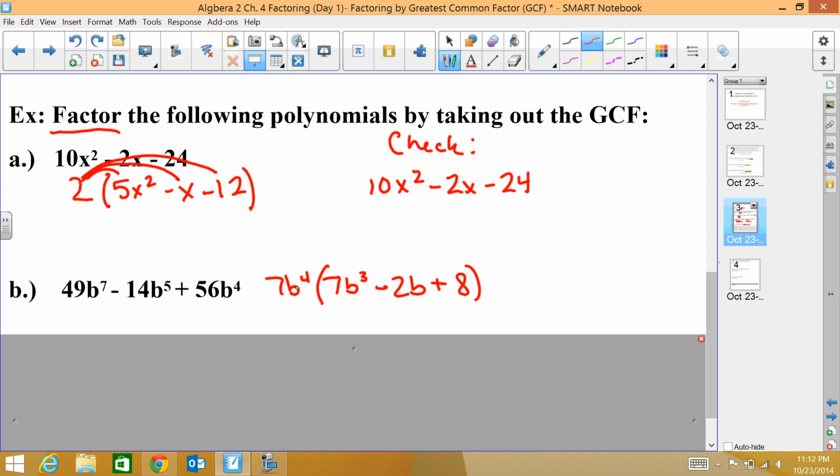So these would be the 2 factors that I multiply together to get this end product. And I can check it by distributing. And if I multiply, 7 times 7 would be 49. B to the fourth times b to the third would be b to the seventh. 7b to the fourth times negative 2b would be negative 14. And then I have b to the fourth plus 1, so b to the fifth. And then 7b to the fourth times 8 would be positive 56b to the fourth. So it comes right back out to what I started with.